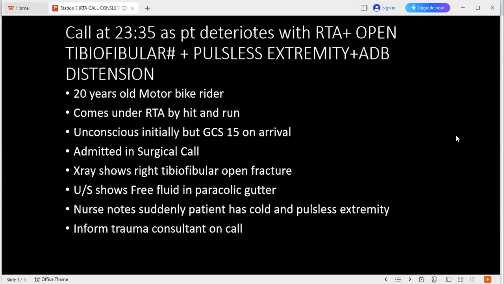And what is the ADB? Distension? Yep. Abdominal, brother. Okay, okay. Oh, okay, abdominal distension.